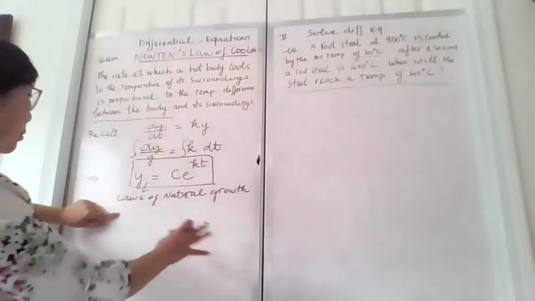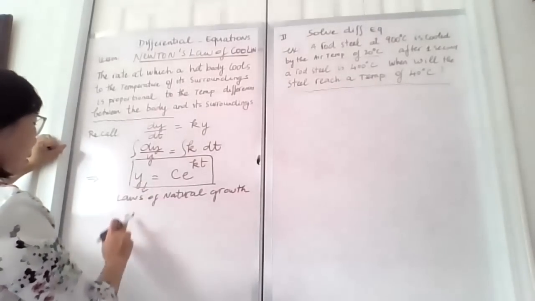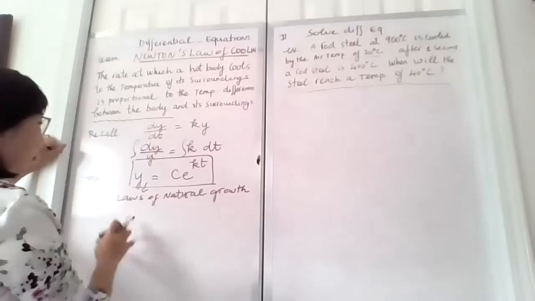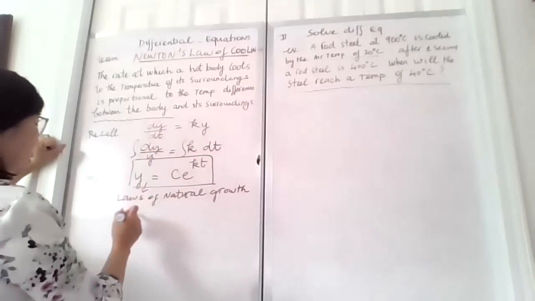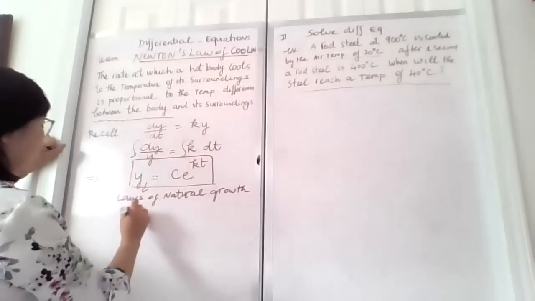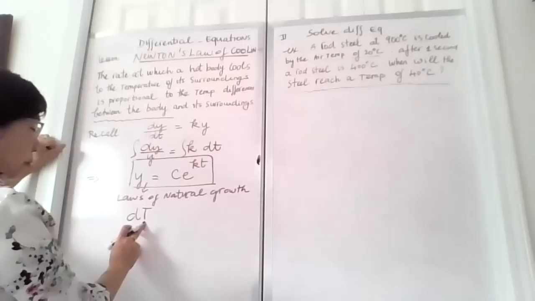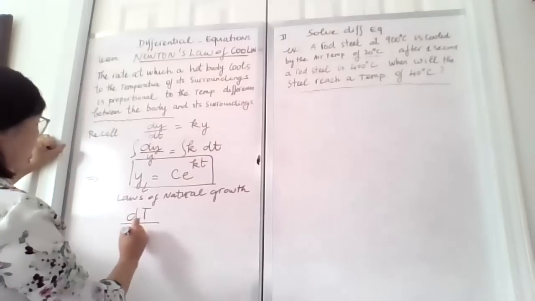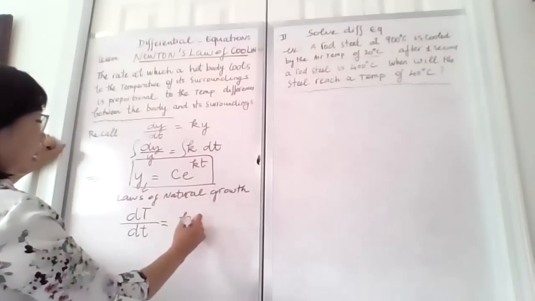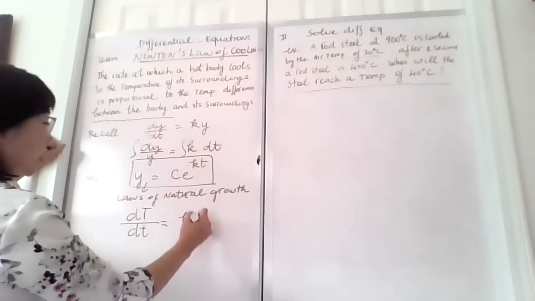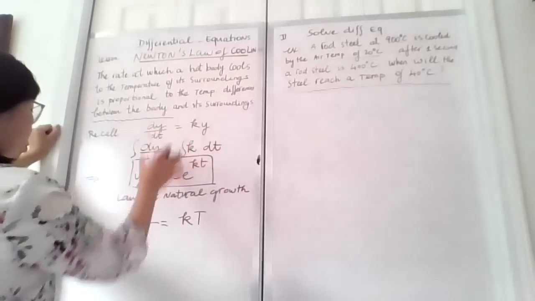Okay, so let's relate it to our temperature. Let's say your y function here is a function of our temperature. And this integration, instead of dy over dt, now we have dT over dt, which is the rate of change of temperature, right? Derivative of T, temperature, with respect to time, dT/dt equals kT. Instead of y, our function now is T, right? So that's how we related this equation with this.